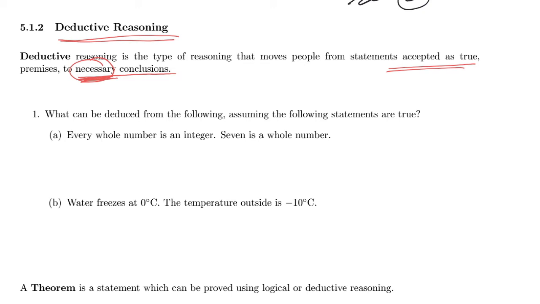So first of all, take a look at this example right here. It says, what can be deduced from the following, assuming that the statements are true? We're going to assume that these two statements are true. Every whole number is an integer. 7 is a whole number. Okay, so let's just think about that. If those two statements are true, what does that mean? Well, that means that I can conclude, therefore, and I'll put the little symbol here for therefore, the 3 dots, therefore, 7 is an integer. If all whole numbers are integers and 7 is a whole number, then 7 must be an integer.